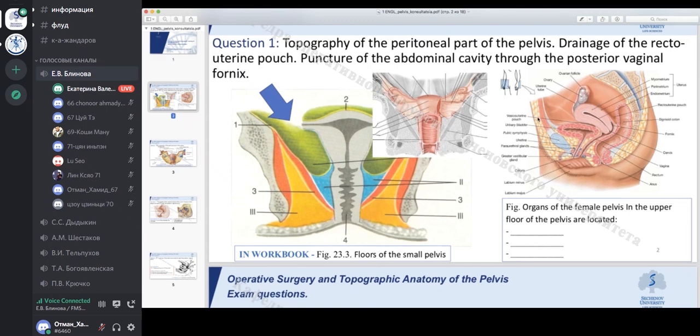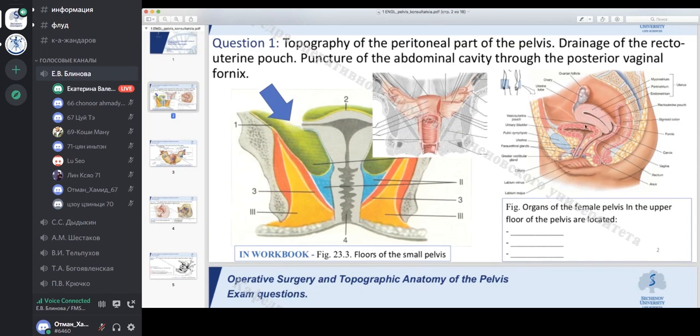Here you can see the female. The female has an apex of the urine bladder and the body of the urine bladder. The next, there is most of the uterus, except for the neck of the uterus. The next, the uterine tube and the ovary. And the part of the rectum which has a peritoneum.